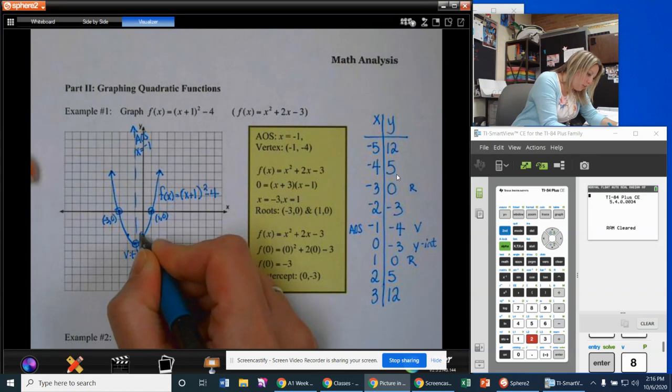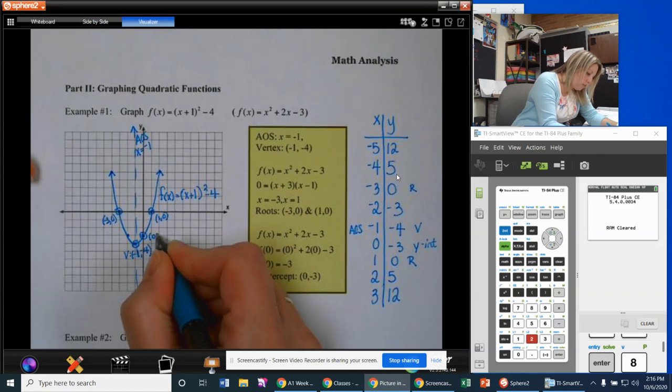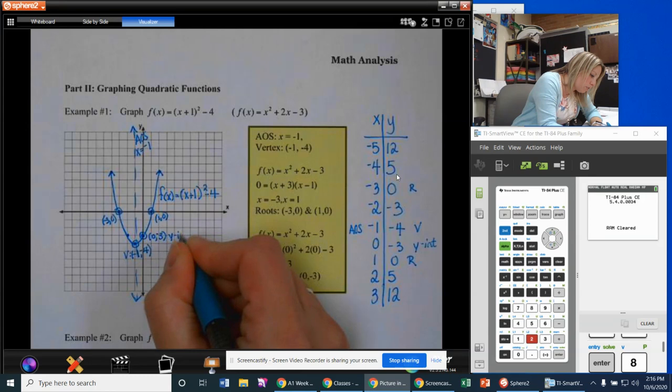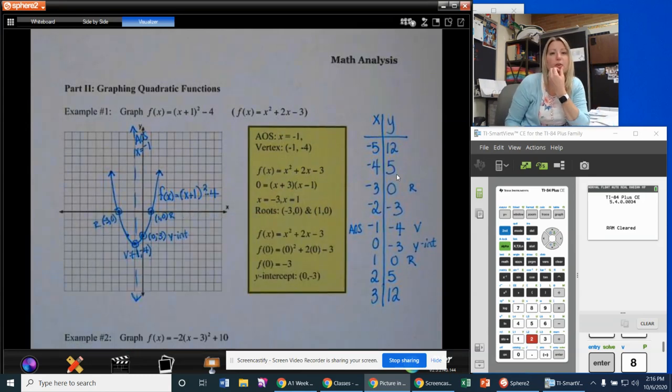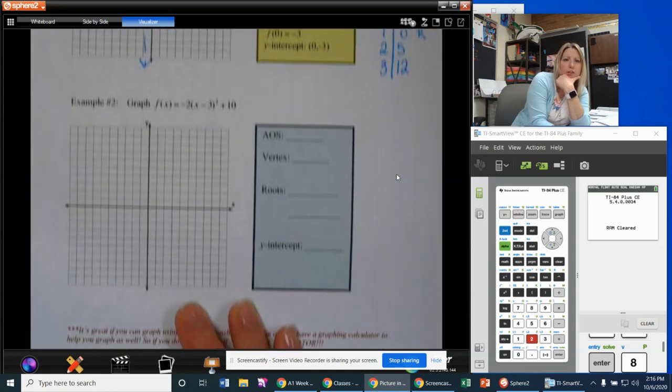Here's your y-intercept right here. This guy is (0, -3). So there's those real important pieces. I'll put y int next to this one and r for roots next to this one and that one. And there you have it. Just do it on your graphing calculator.